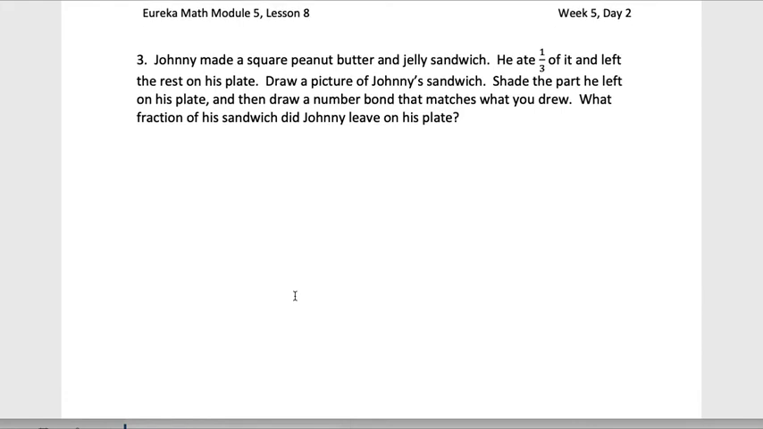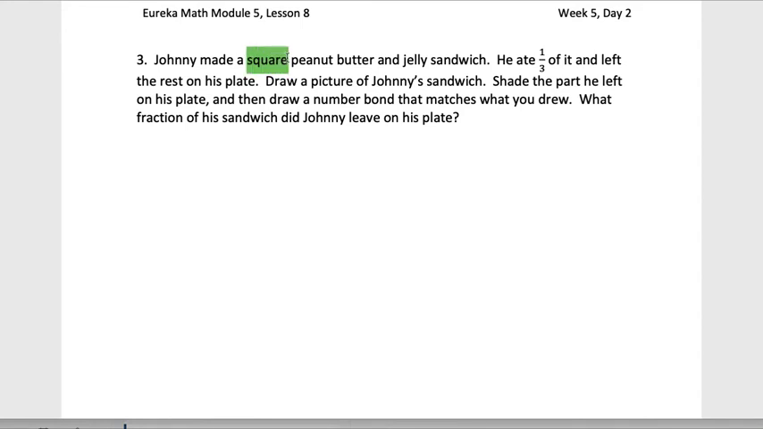Okay? Now, it's asking you here, it feels like it's an intimidating word problem, but you guys can totally do it. Take it slow, take your time. Johnny made a square peanut butter and jelly sandwich. So it tells you the shape. It's a square.